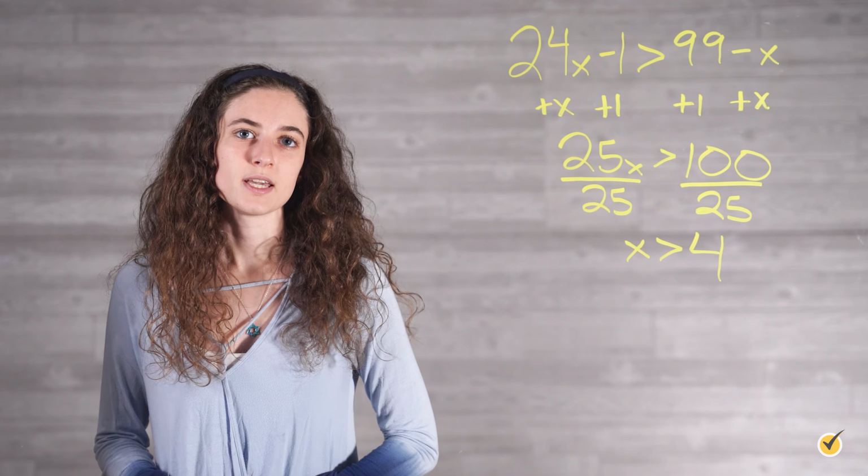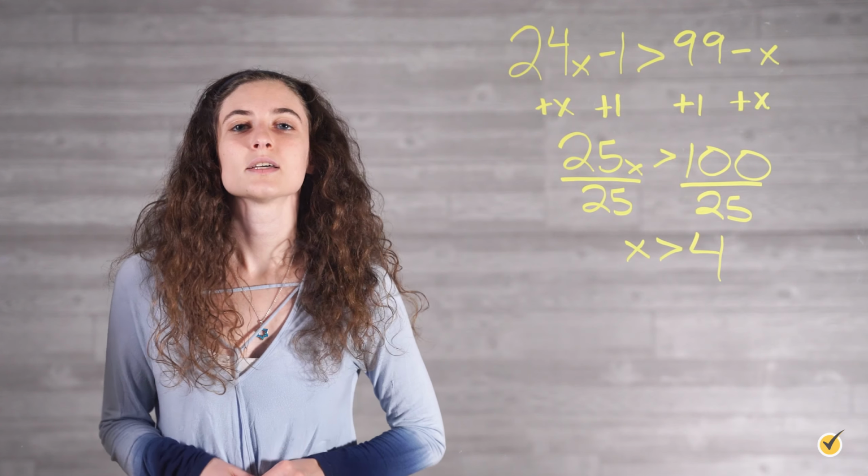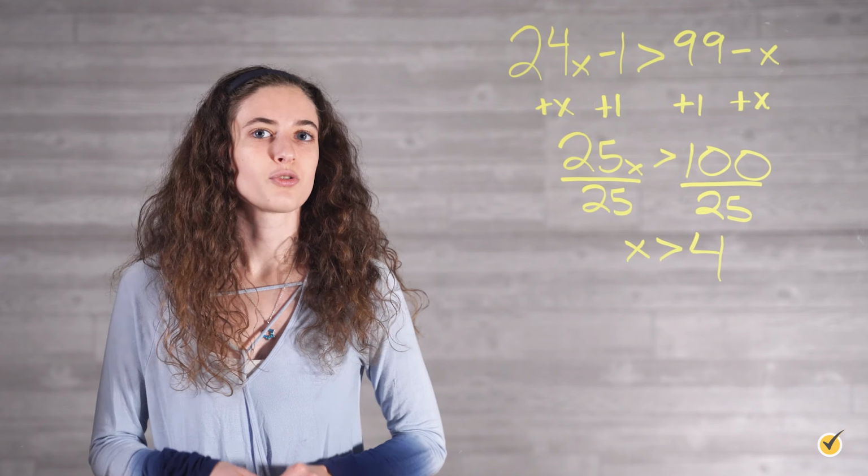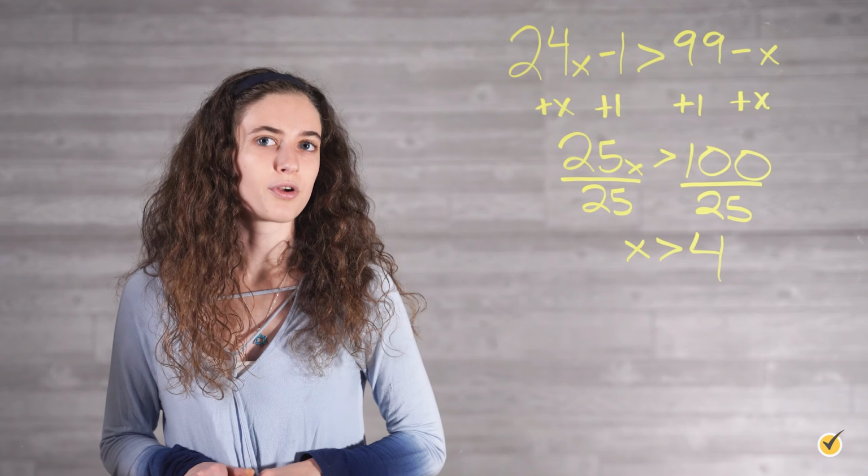This final inequality, x is greater than 4, tells us that all values of x that are greater than but not equal to 4 are in the solution set. As mentioned, there is a time when you must make an adjustment to the inequality before the solution set is determined. When dividing or multiplying by a negative value in the solving process, it is necessary to reverse the direction of the inequality symbol.